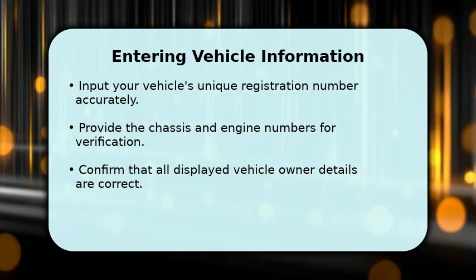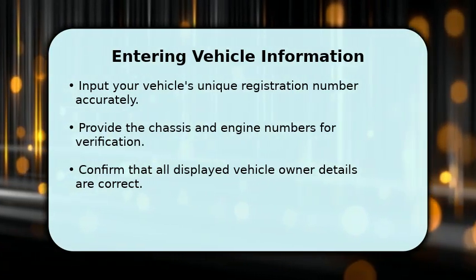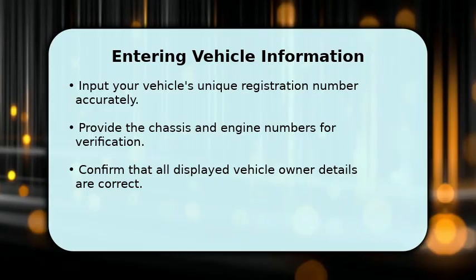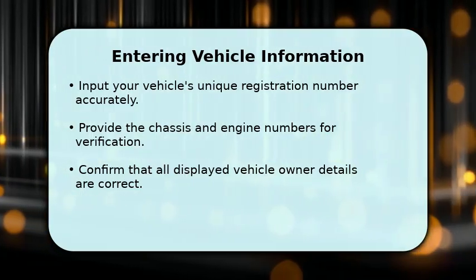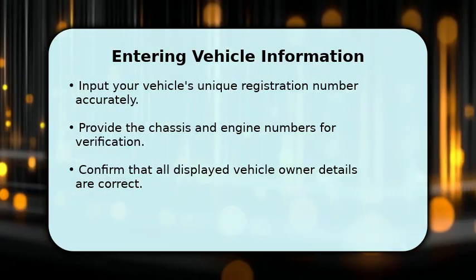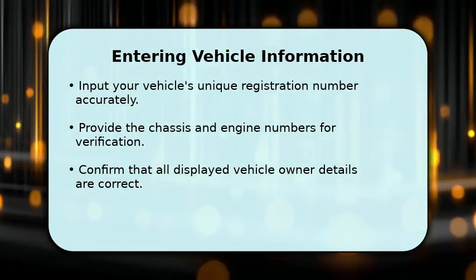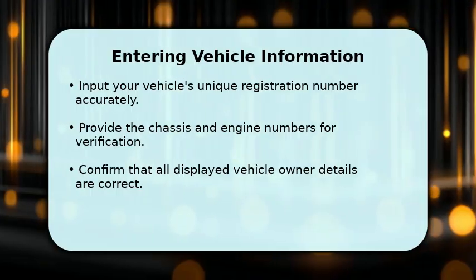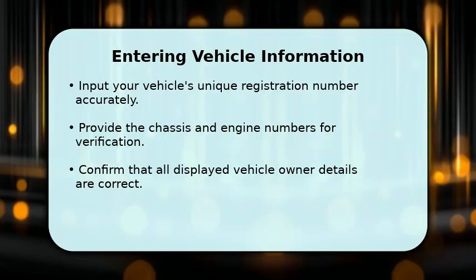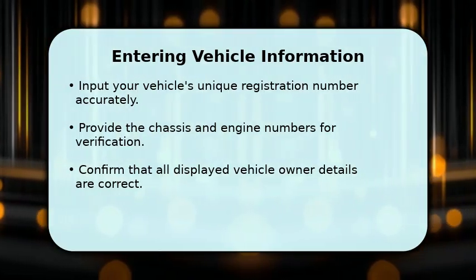Once on the correct page, you will be prompted to enter your vehicle's specific details. Carefully type in your vehicle's registration number, followed by its chassis number and engine number. Double-check these entries to avoid any errors, as incorrect information can delay your process. The system will then display your vehicle's owner information for your review. Verify that everything matches your records perfectly.